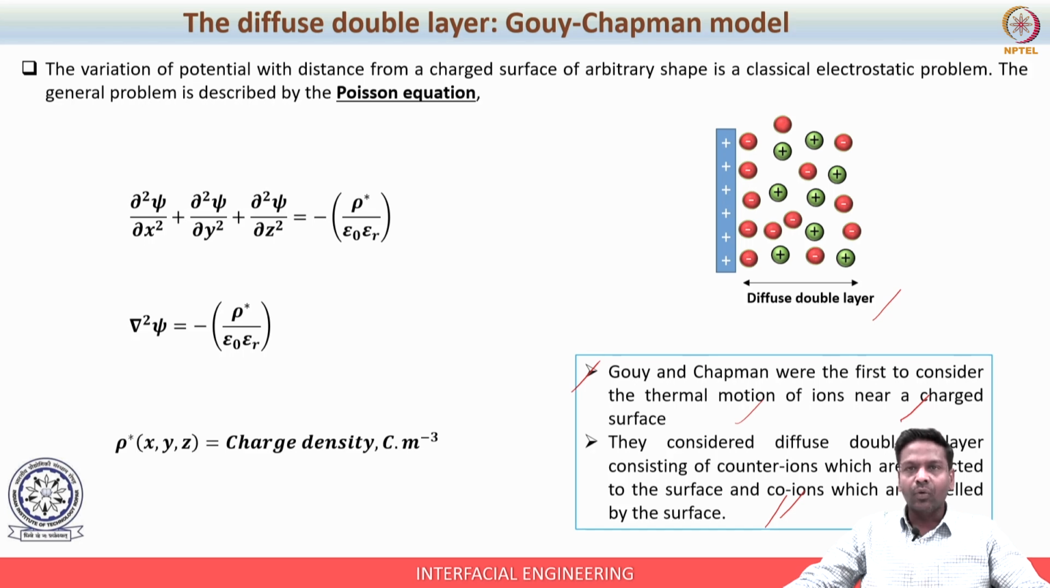You may be wondering why in the Helmholtz model itself this diffuse double layer was not incorporated. At that time this much clarity was not provided. That's why this was not included. With time, we understand better and we also evolved, right? So that's why at different points of time you get different models to come into existence.